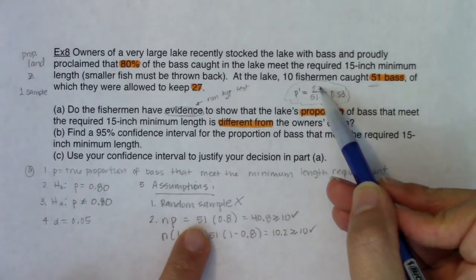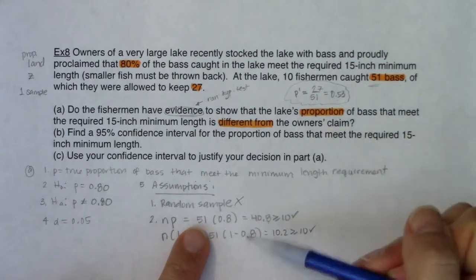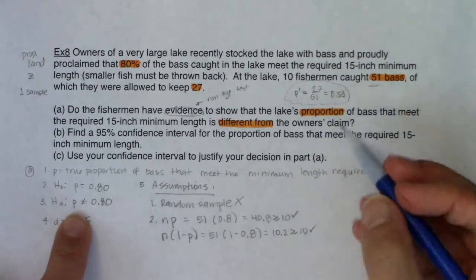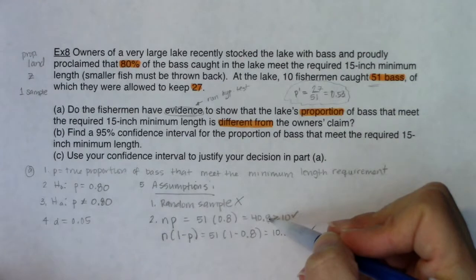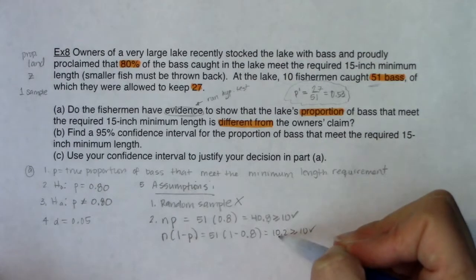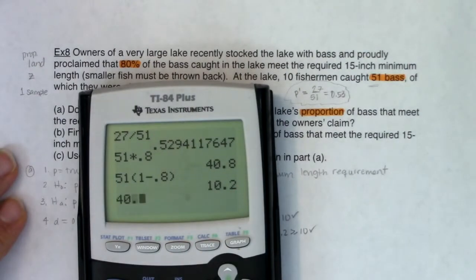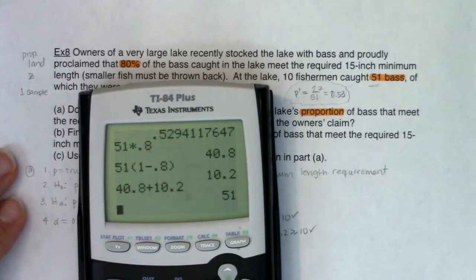See, it's down at 27, right? That's a pretty solid discrepancy. It's making me think, dude, the alternate's probably true. So I should have seen about 41 fish, or technically 40.8 fish, meeting the minimum length requirement, and 10.2 fish not meeting the minimum length requirement. And if we just take a moment, right, 40.8 plus 10.2 gets us to 51.